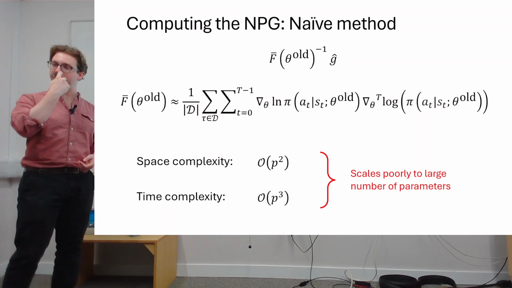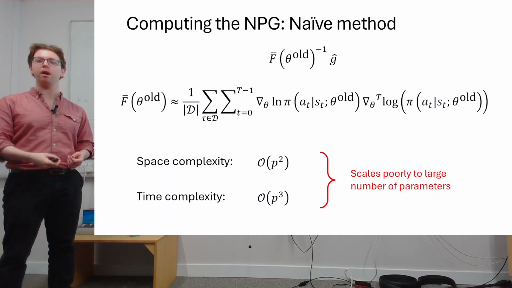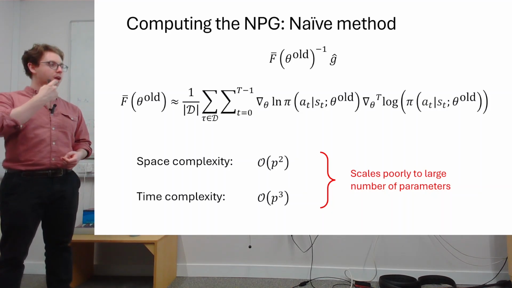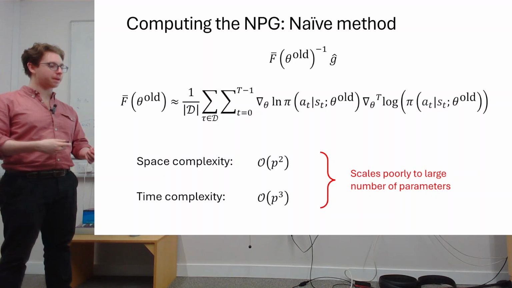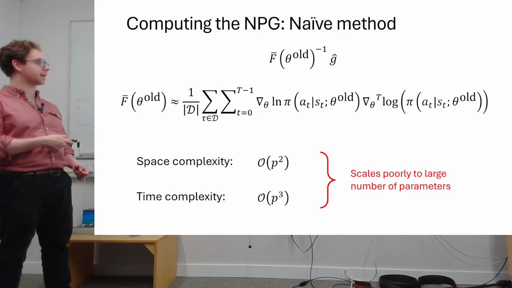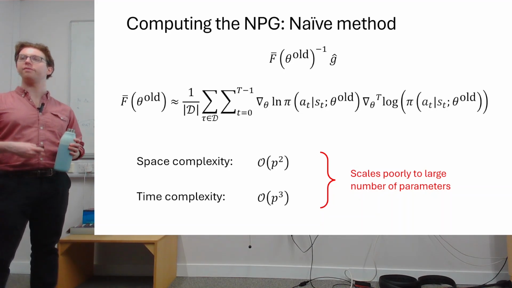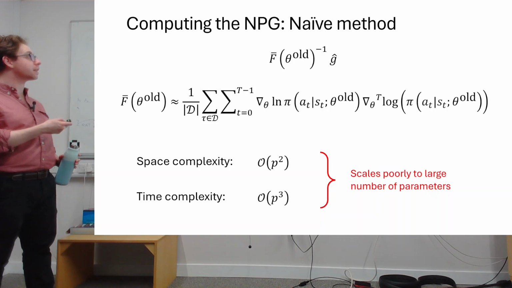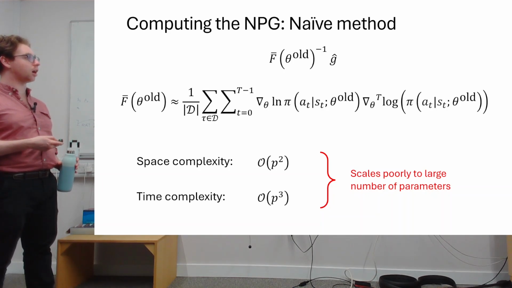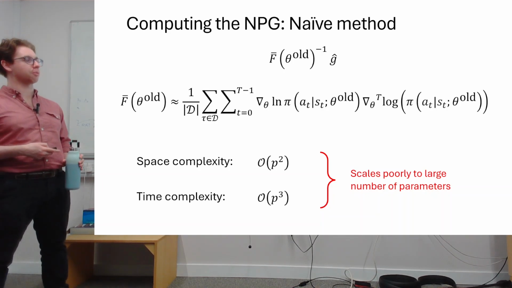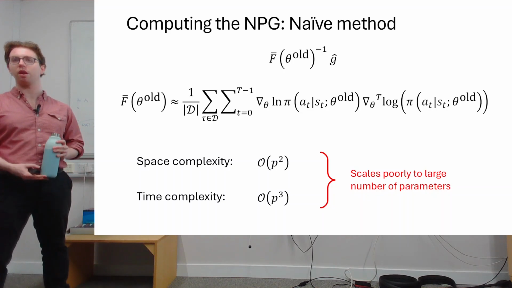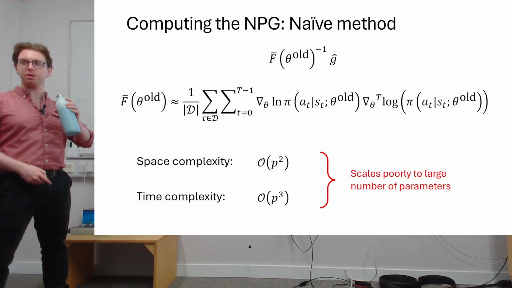Remember, p is the number of parameters in my neural network, and if I want to make my network 10 times larger, this is going to take 100 times as long and require 100 times as much space. So this is not a very efficient way of doing this because it scales quite poorly with the number of parameters in my network. Does anyone have any questions before we move on?